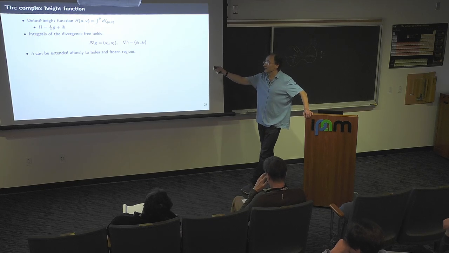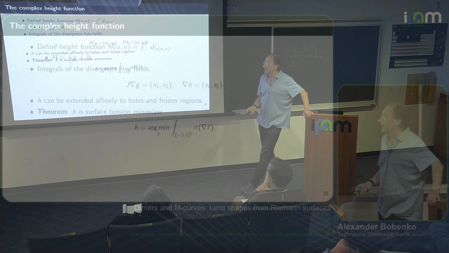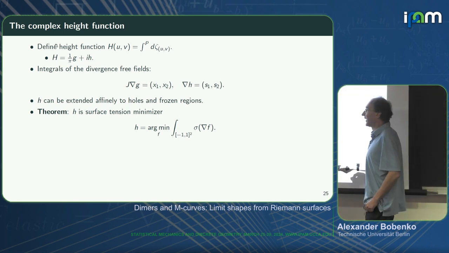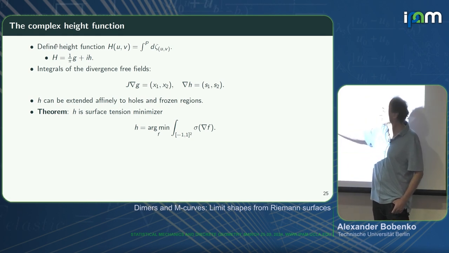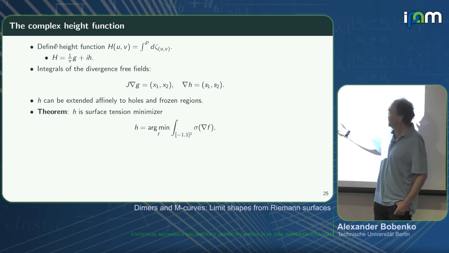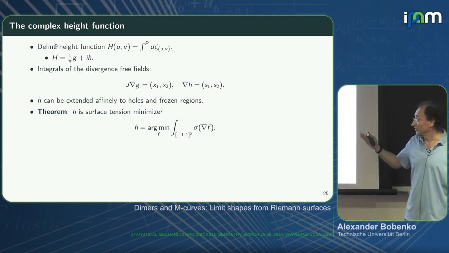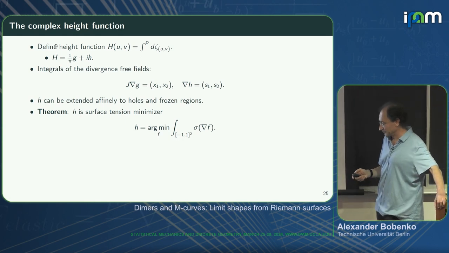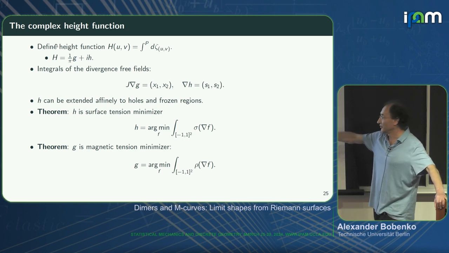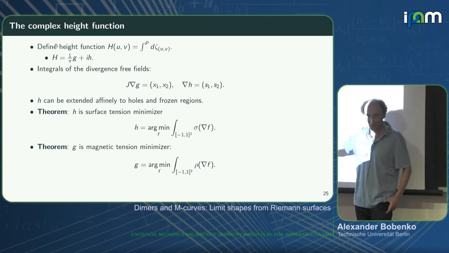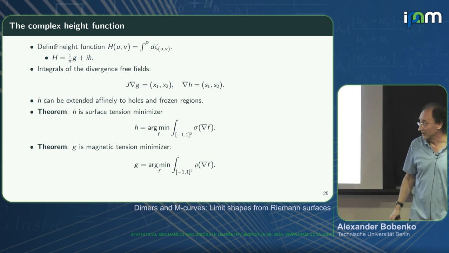Then we know that h can be extended finally to holes and frozen regions. So the same thing is true in this slightly more general setup. And now, two theorems. H is a surface tension minimizer, where you take this sigma function, which is the surface tension I have described, you minimize this functional, and H is a surface tension minimizer on your Riemann surface. And the next theorem is that G, the real part, can be described exactly in the same way using a different variational principle. Instead of the surface tension, you take the Ronkin function and minimize this functional, and this will be the real part of this H.